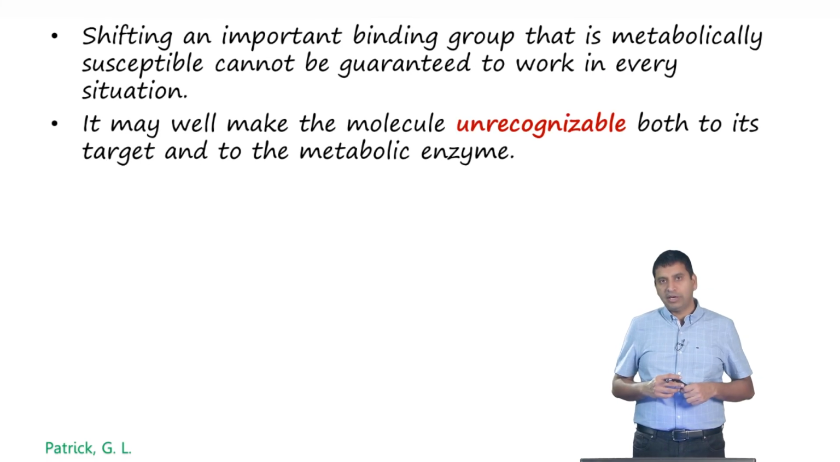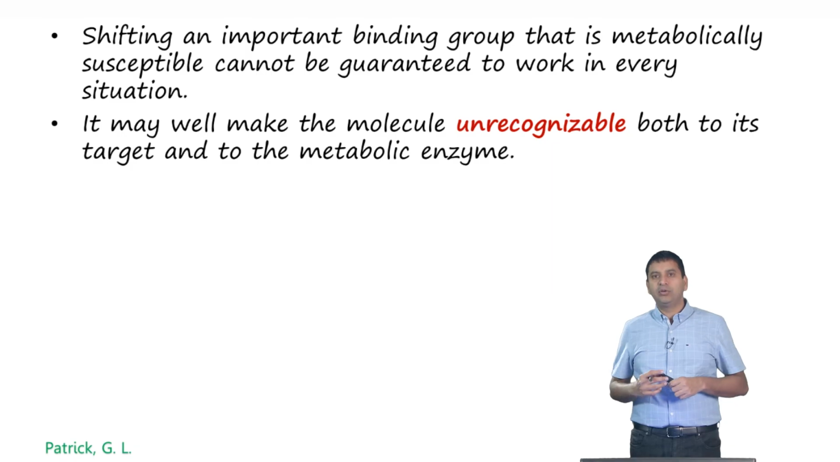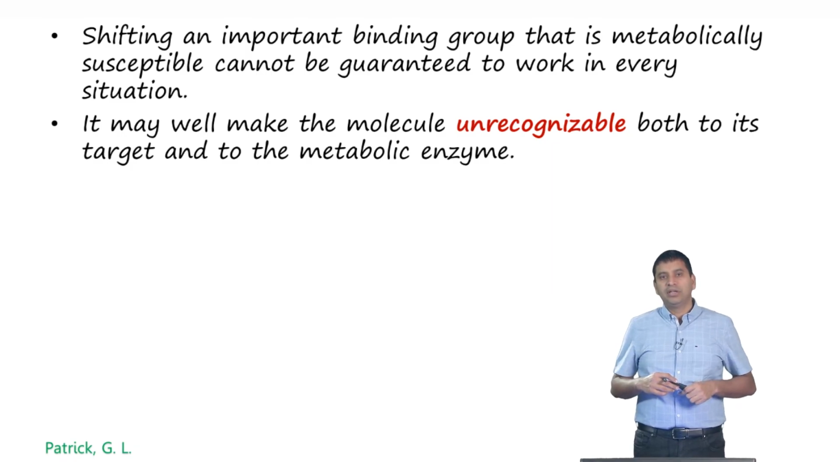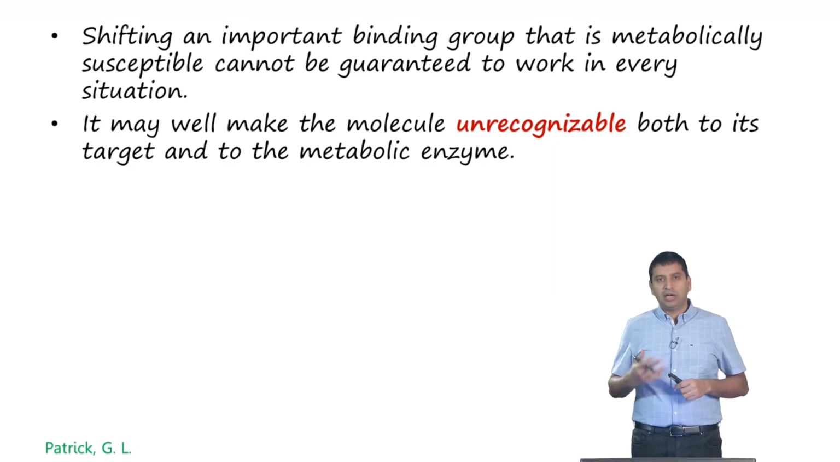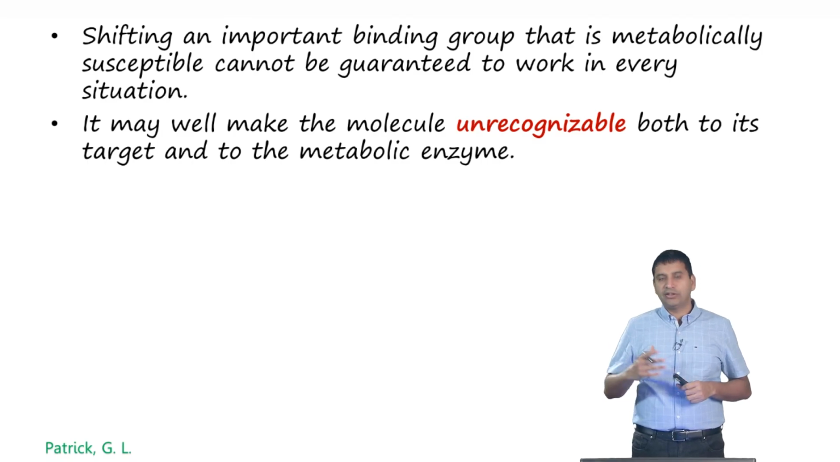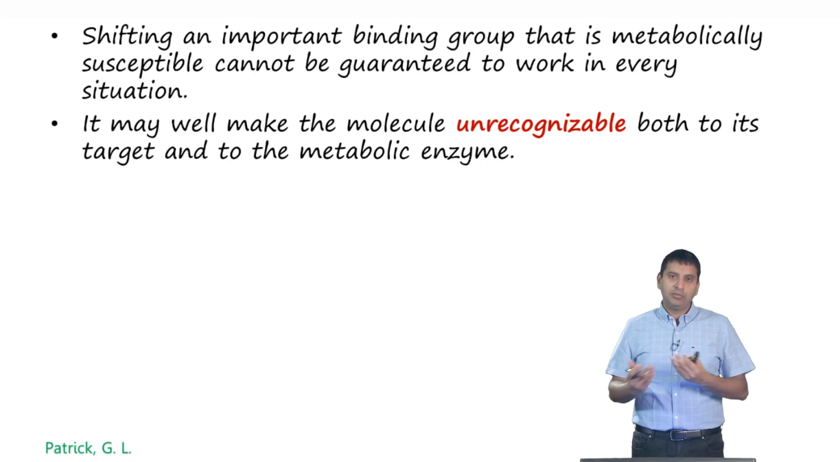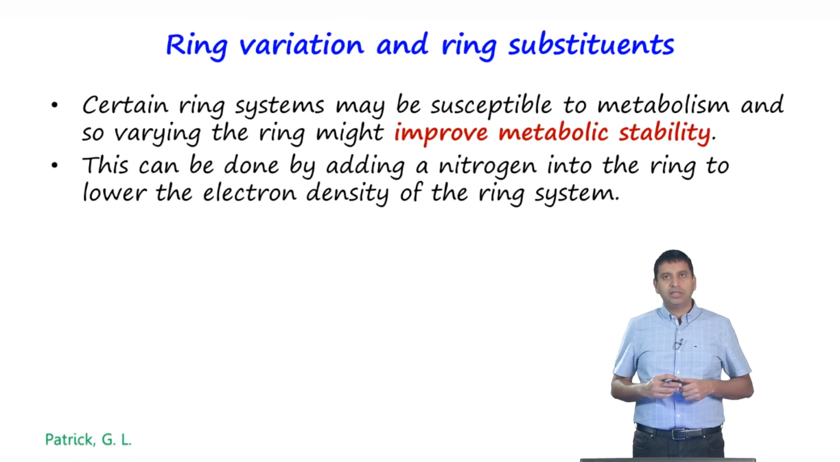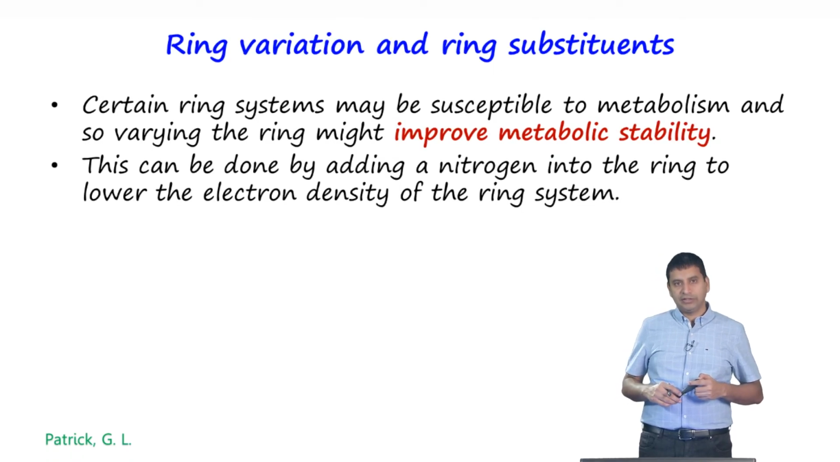Shifting of an important binding group that is metabolically susceptible is of course not guaranteed to work in every situation. Sometimes it may make the molecule unrecognizable to both its target as well as the metabolic enzyme. So, we need to be able to optimize these properties based on what we wish to achieve. The next major strategy is to vary rings.